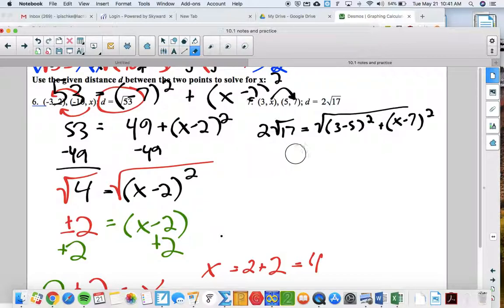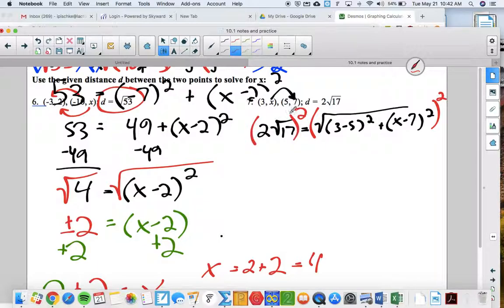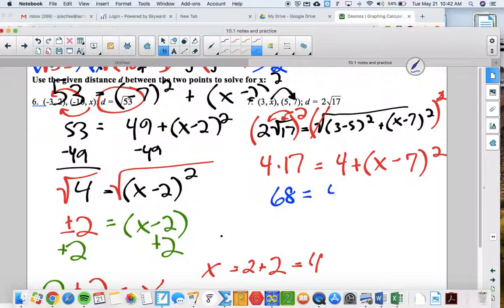Now from here, there's a few first steps you could do, but you could simplify in there first. Let's square both sides. Now careful over here. You need to sprinkle that power of 2 to the 2 and to the square root of 17. So you get 4 times 17, which we'll simplify in a little bit. Here you get, well, that's negative 2. Negative 2 squared is 4. So you get 4 plus x minus 7 squared. And here we get 68 equals 4 plus x minus 7 squared in parentheses.